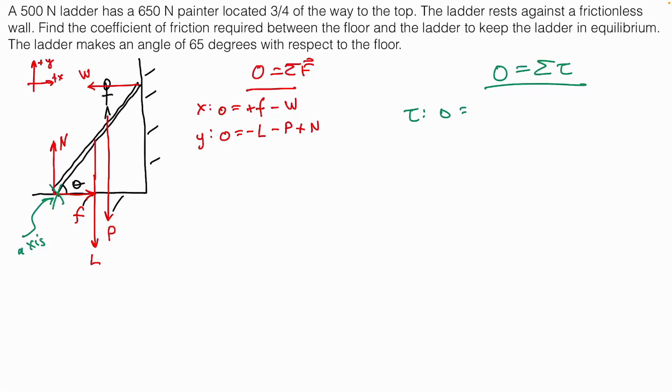Now that we have identified our axis, we should specify which way we're going to call positive. It doesn't matter which way you pick, clockwise or counterclockwise. What do you want? Counterclockwise? Why not? So we're going to define counterclockwise as being positive. With the axis in place and that definition, now I can write down torques.